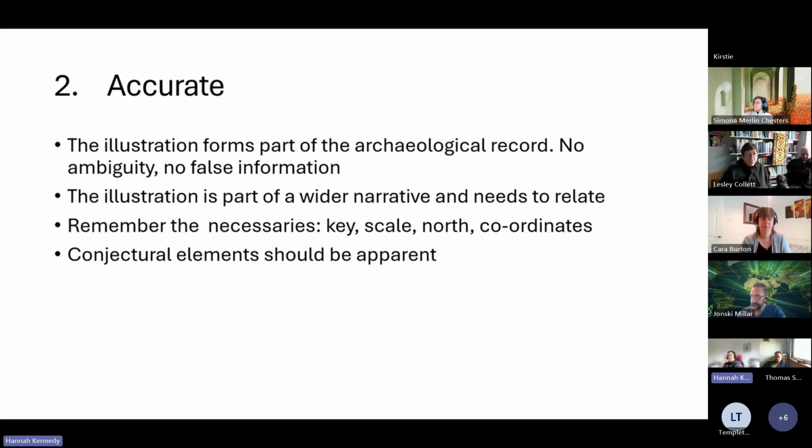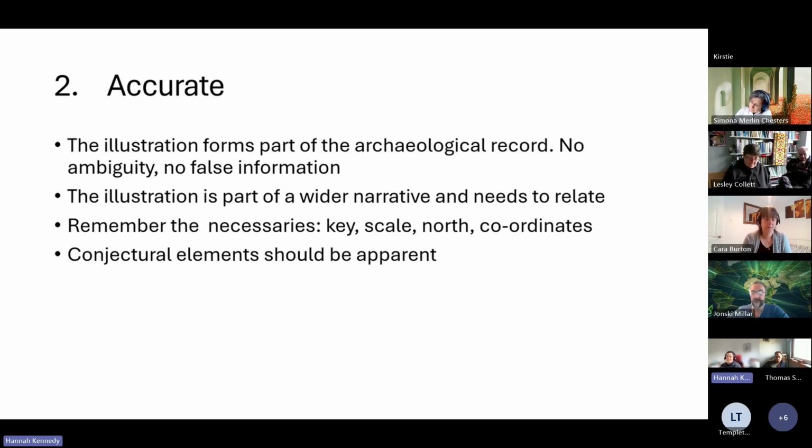Okay, so accurate is not the artistic part of our work, but it is fundamentally incredibly important. As I've said before, our role as archaeological illustrators is to contribute to the understanding of the archaeological record, which means that if we are presenting it, it needs to be accurate and it needs to be true, and we need to be able to be accountable for the data that we're presenting.